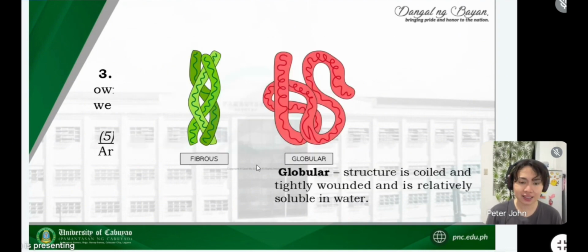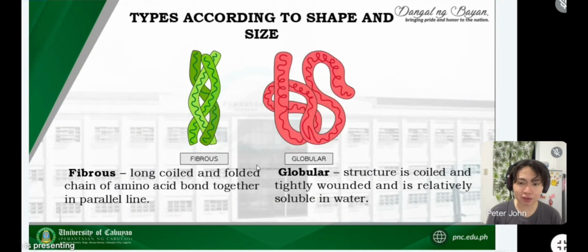Ayan. So, we can also categorize protein based on its size. It could be fibrous or it could be globular. Pag sinabi natin fibrous, coiled chain or folded chain of amino acid bonded together in a parallel line. So, yung shape lang, by size, yung protein is coiled together, tightly wound, relatively soluble in water.